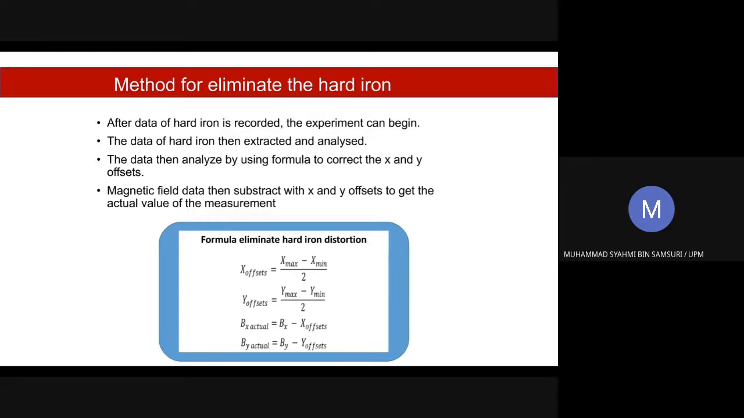To get the x offset, we need to find the maximum value of the x vector and the minimum value of the x vector, subtract them, and then divide by 2, and then you get the x offset. To get the y offset, we need to find the y-axis maximum measurement of the magnetic field value, and then get the y minimum, subtract, and then divide by 2. From the raw data of x, we subtract the offset, and then you get the actual value of the x-axis magnetic field, and the same goes for the y-axis.